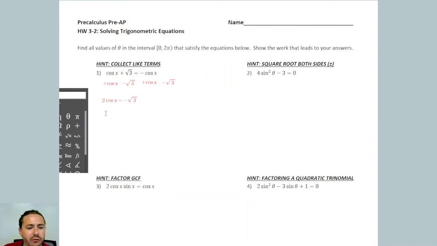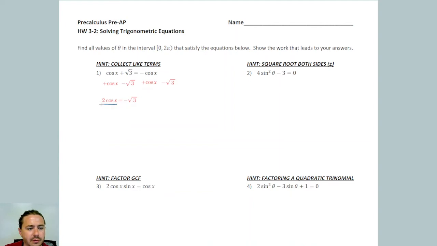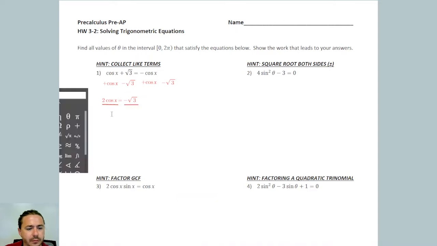Now we want to divide both sides by 2. So I'll divide this side by 2, divide this side by 2. And so I should get cosine x equals root 3 over 2. Okay, so that's going to be what cosine x equals.